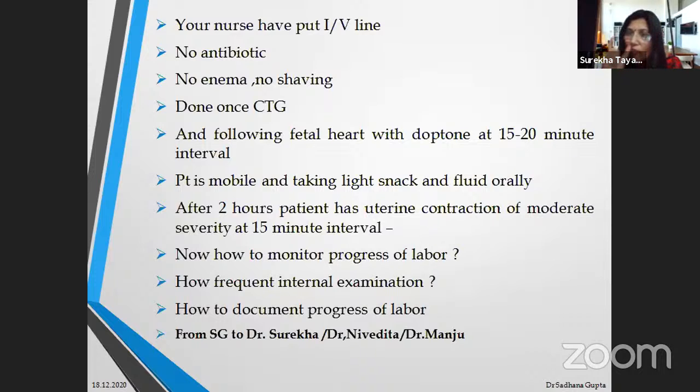The software was developed, the inputs were taken from the faculty, and this started, and we trained ANMs. Because there was a shortage of staff, we trained ANMs on 8 hours duty, and we trained the ANMs to chart on the electronic partograph, and that has given very good results.